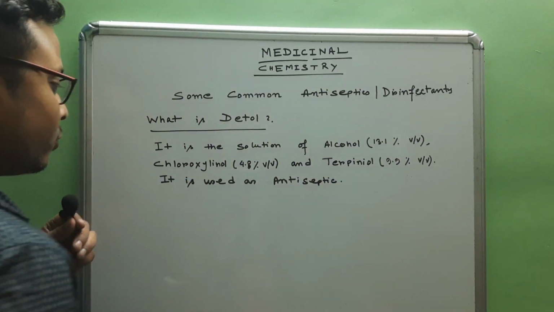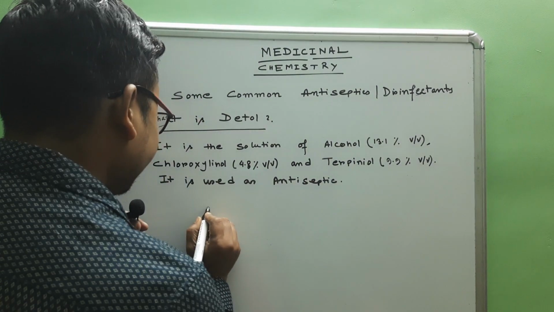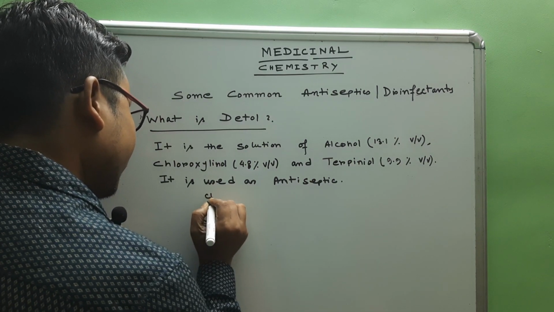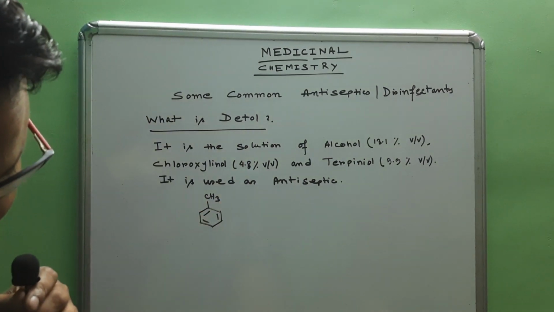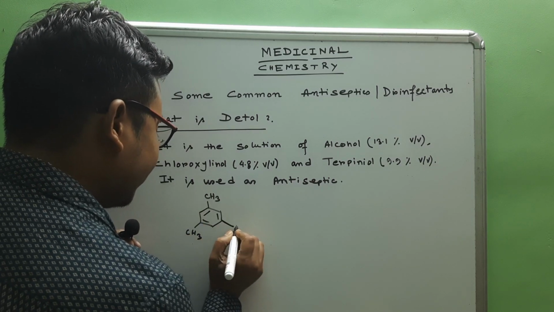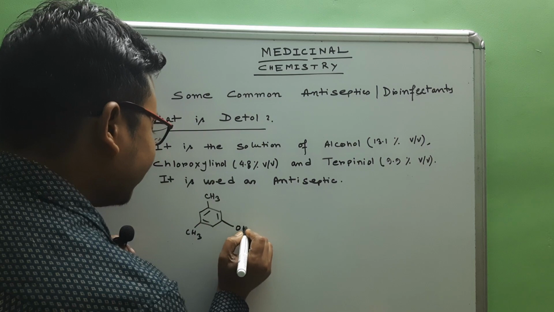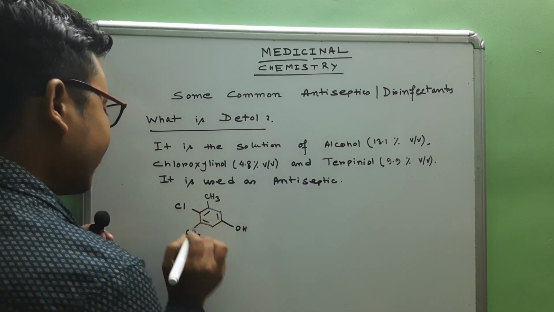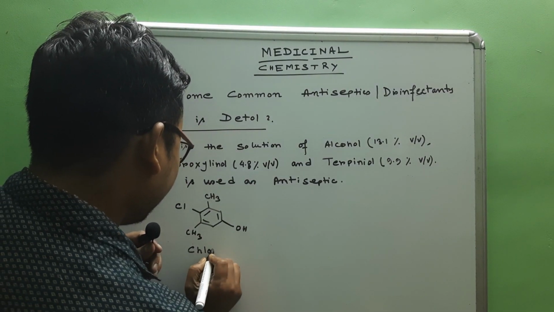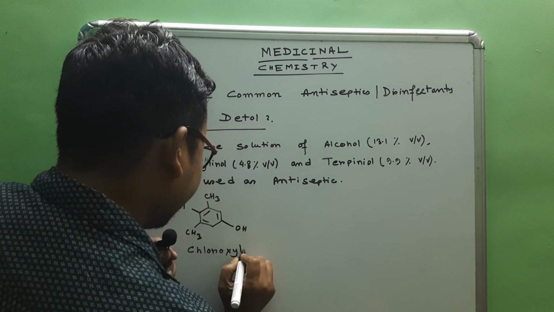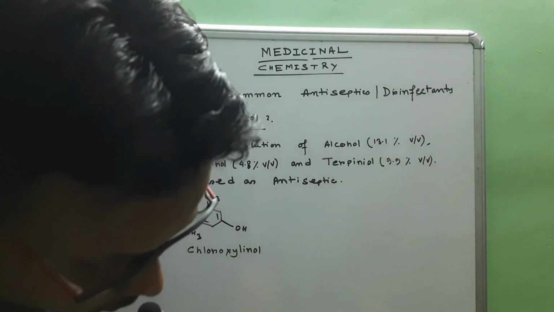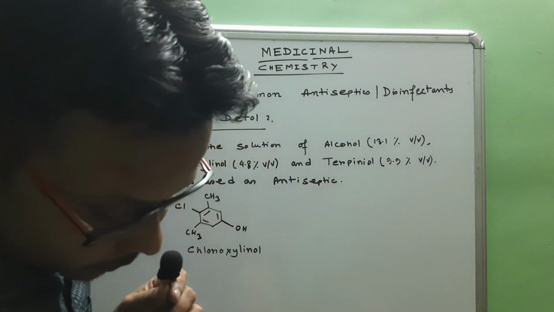Now what is chloroxylenol? We all know this is CH3, this is toluene, this is xylene, and this is xylenol, and here it is chloroxylenol. This is chloroxylenol.